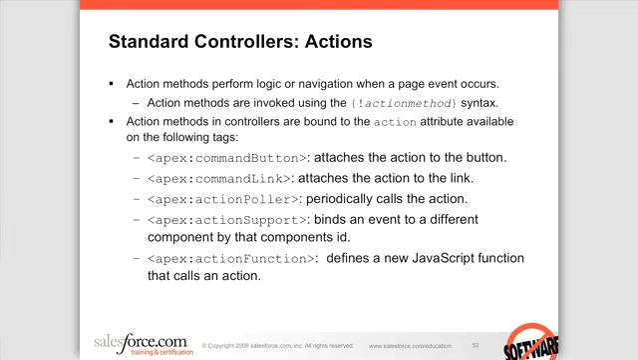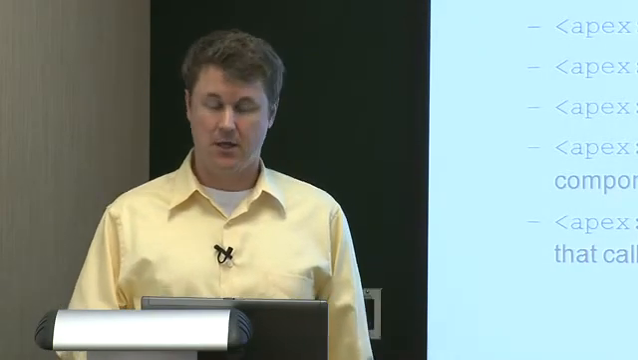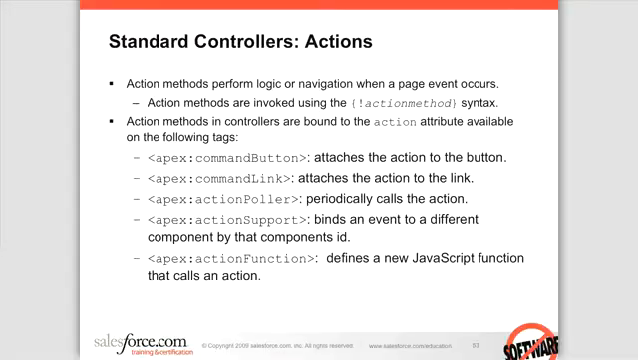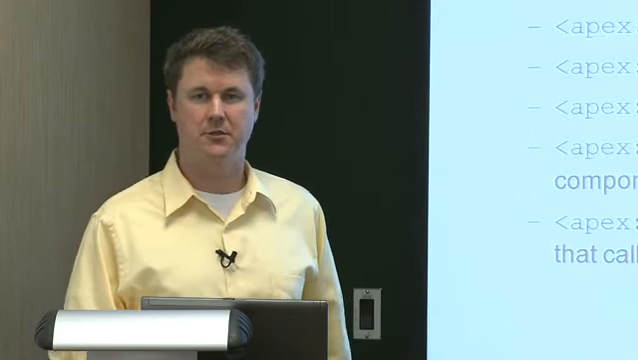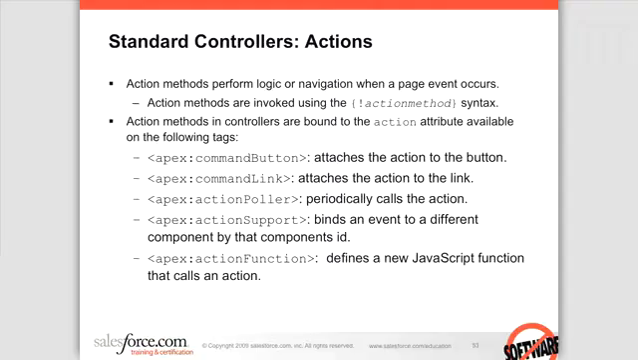Standard controllers also have 6 standard actions which are available. So when we're performing one of those action methods, out of the box we get 6 of them. There are a number of different ways that we can call those standard actions. The most common one is the command button. When a user clicks on a command button, we can identify the action that we'd like to call by utilizing the action attribute. Very similar with the command link, except instead of a button, it's a link.